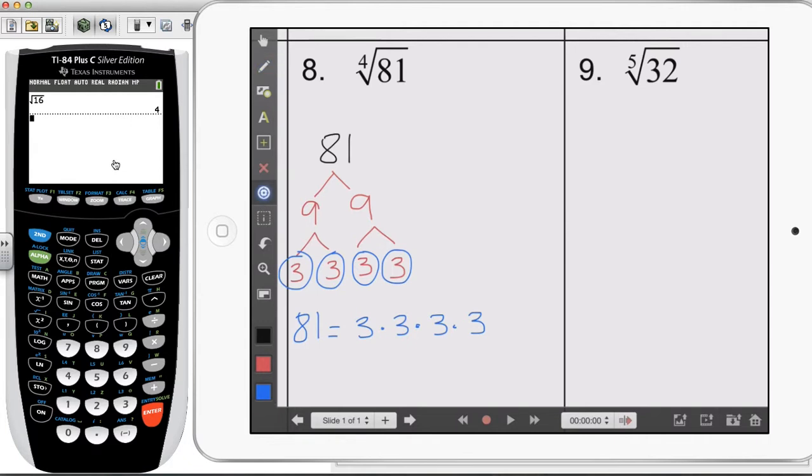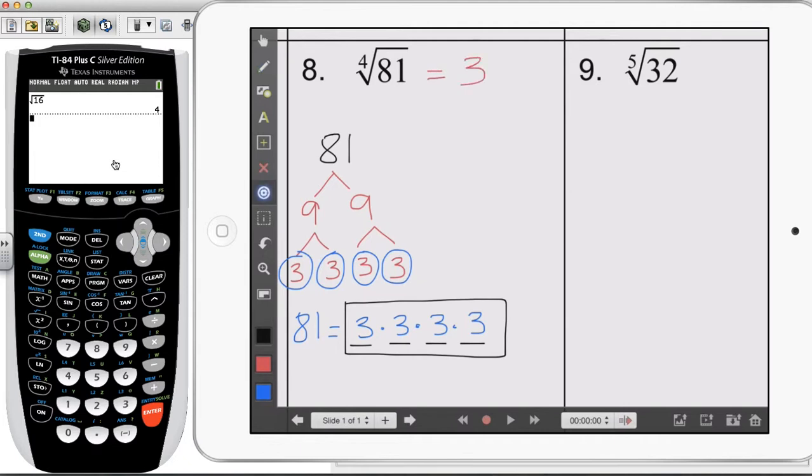Now what is the index, the little number on the outside of the radical? It's a 4. So it means anything in groups of 4 will leave the radical. So let's see. I have 1, 2, 3, 4. So I have one group of 4 terms. So it means I have one group. So only one 3 will leave the radical.